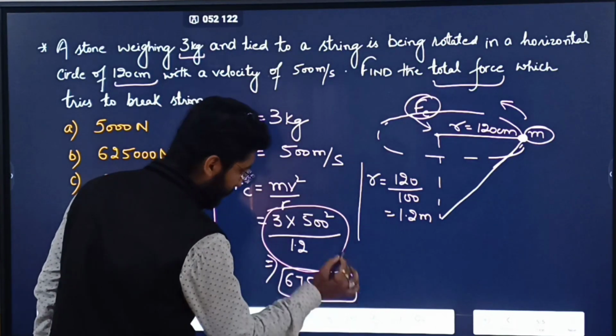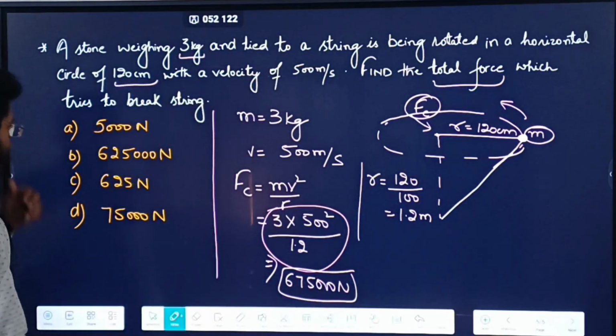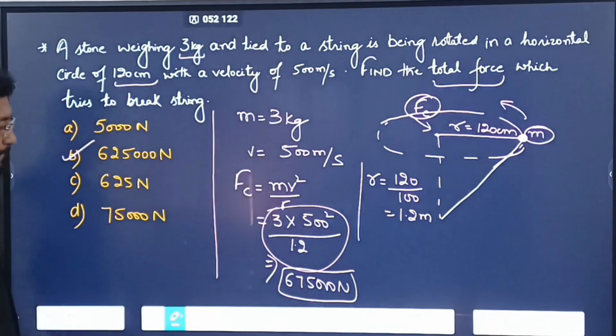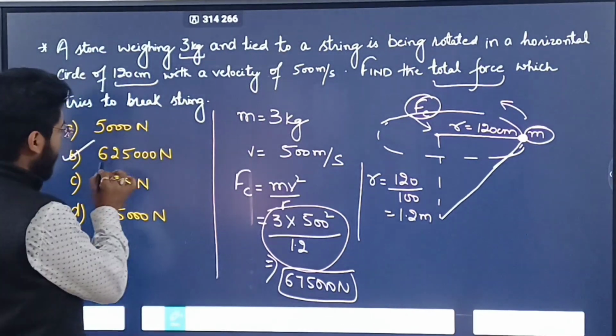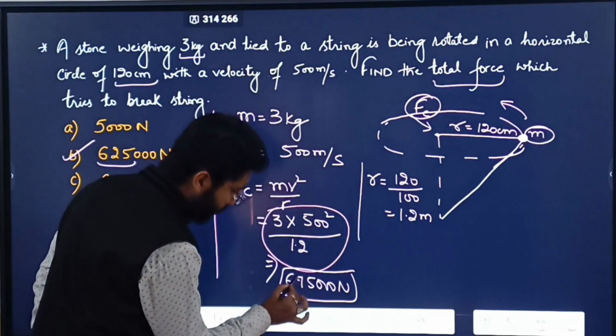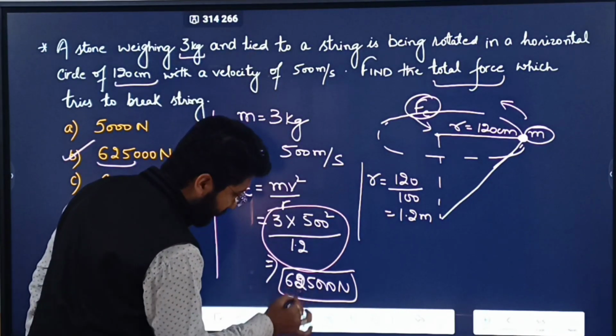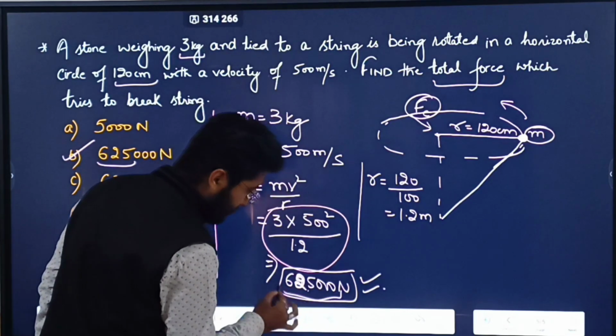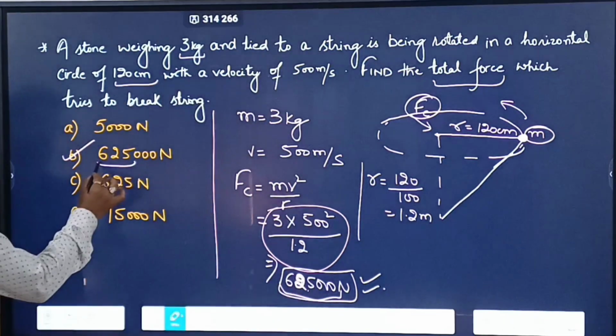Now, from the options it matches the second. But here 625. By calculating this, sorry, this is 625. There is a correction. This is 625,000. Now this option.